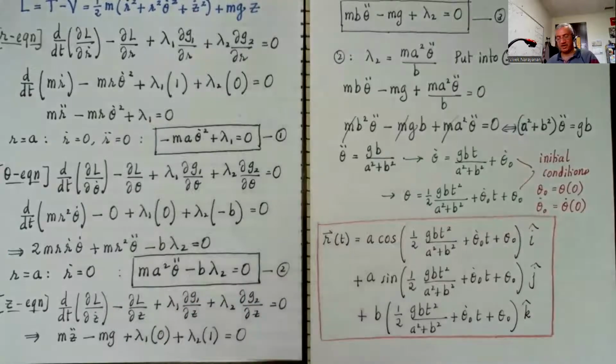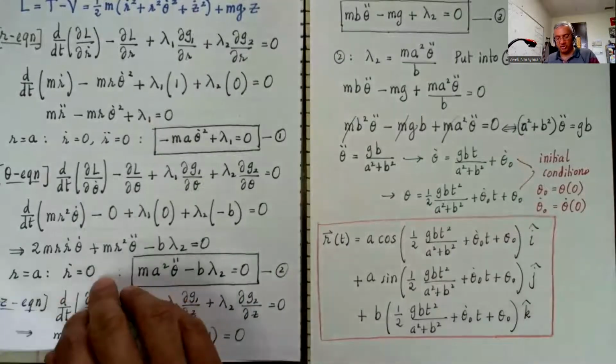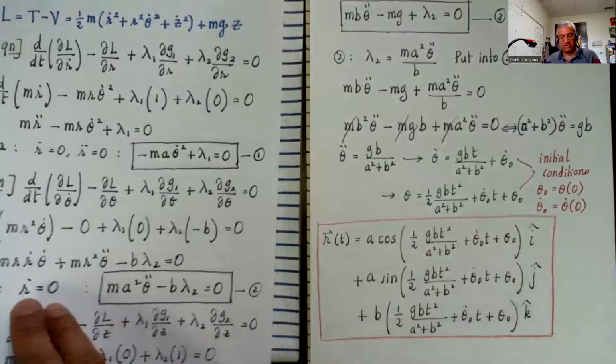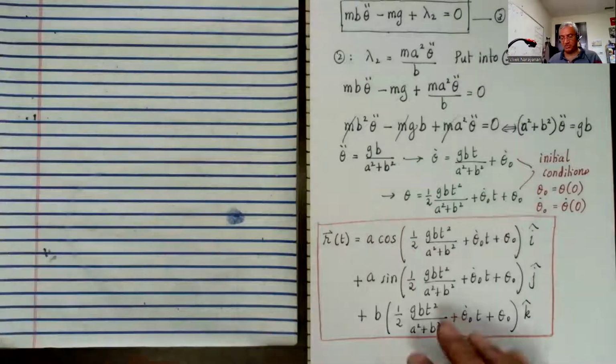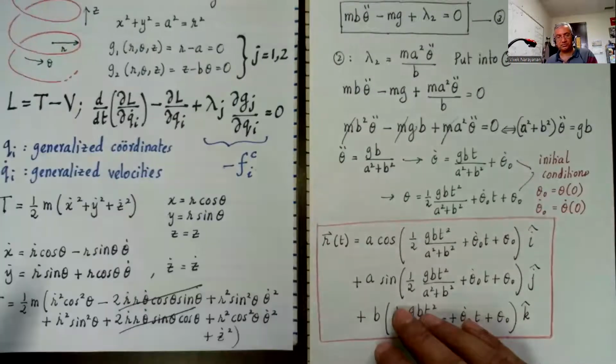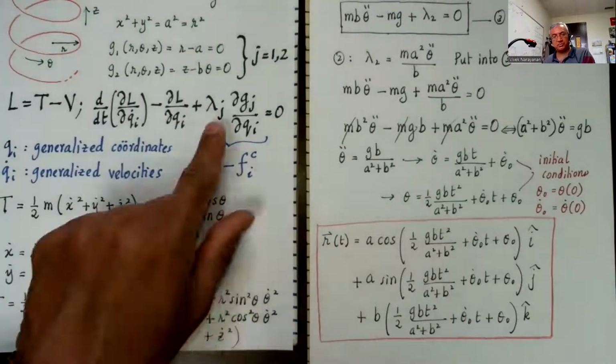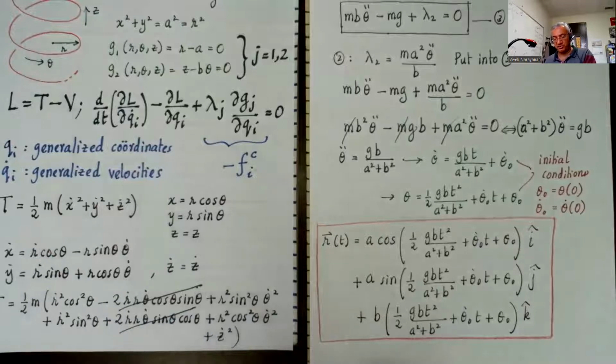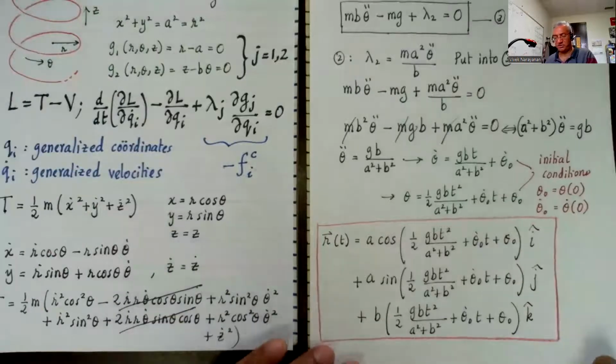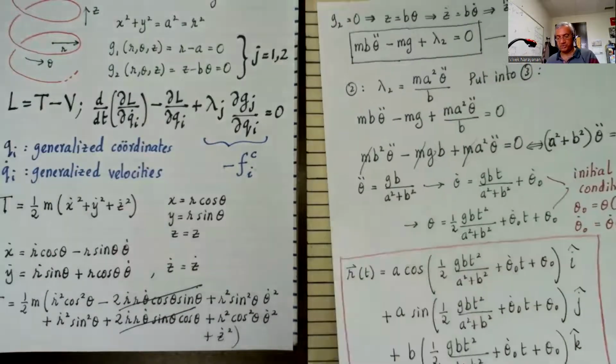Our next mission is to find the constraint forces. Remember, I told you the constraint forces are none other than those lambdas, the Lagrange multipliers written in that fashion. So let's do that next.